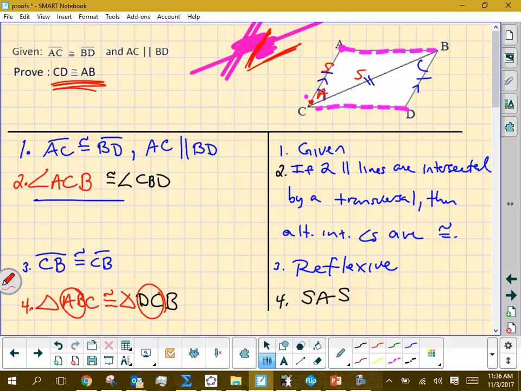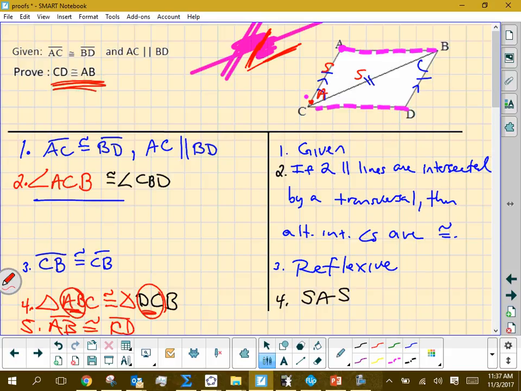Because they're the first 2 letters in both names, that meant they were what? They're matching parts, matching names, aren't they corresponding? So the corresponding parts come from congruent triangles, so then they're congruent. So AB is congruent to CD.